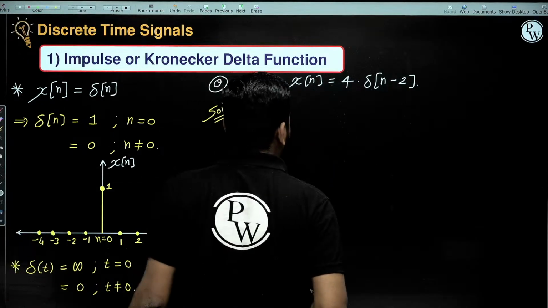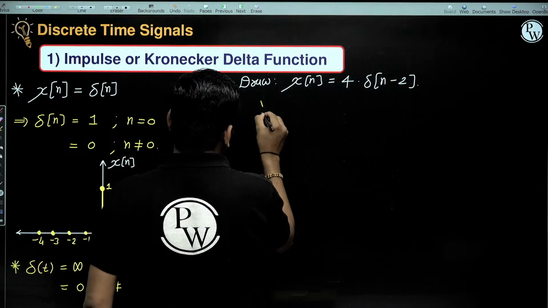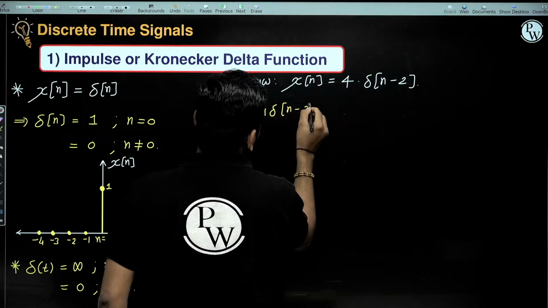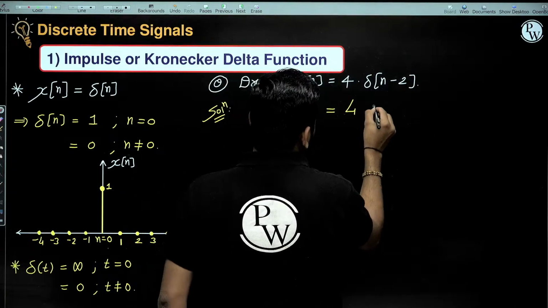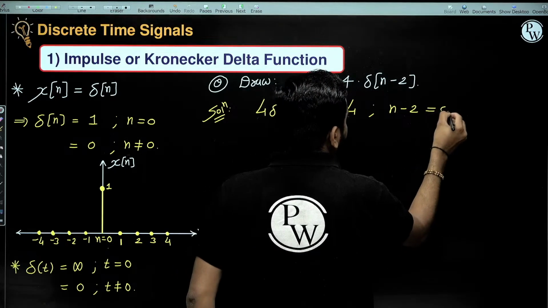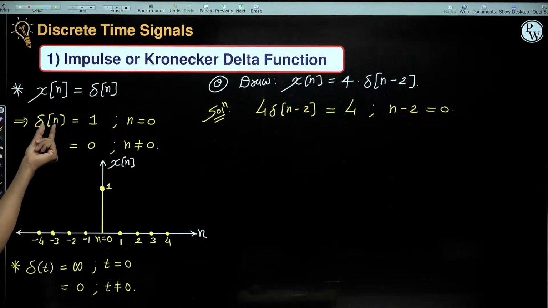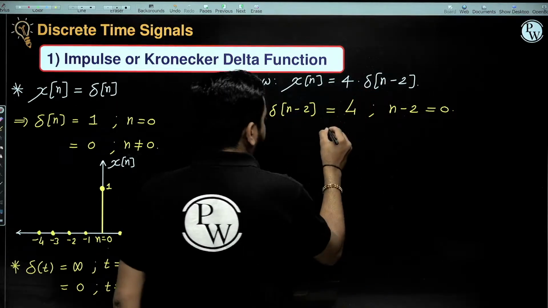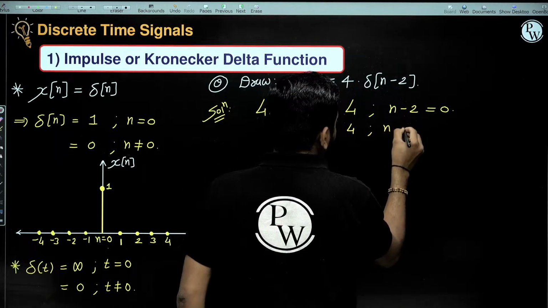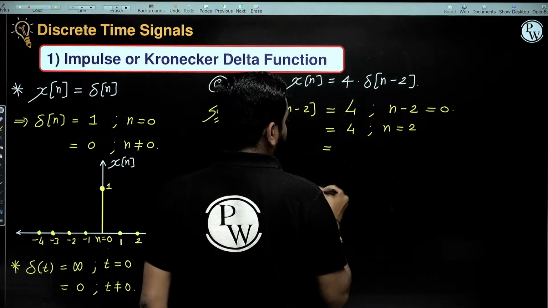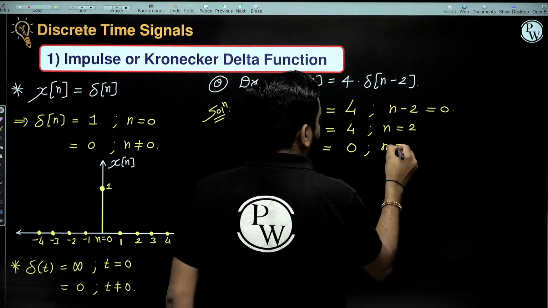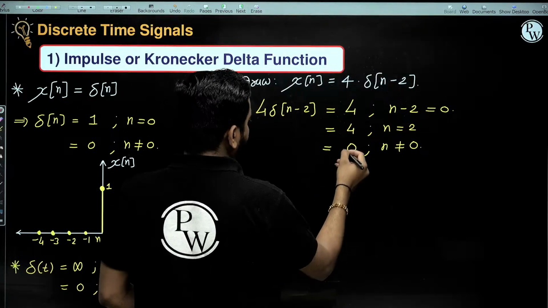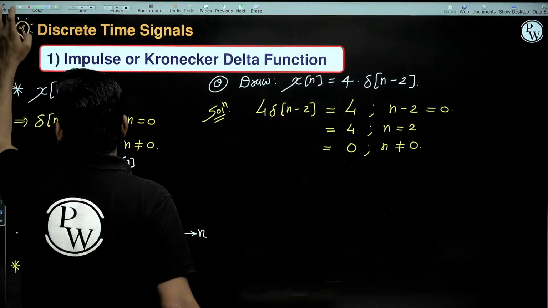So as you can see here, what is the standard method? On the left hand side, n becomes n minus 2, so on the right hand side also everywhere amplitude is 4. Here you are replacing n with n minus 2. So this is 4 and it is located at n equal to 2. So sample amplitude is 4 at n equal to 2, and sample amplitude is 0 at n not equal to 2.